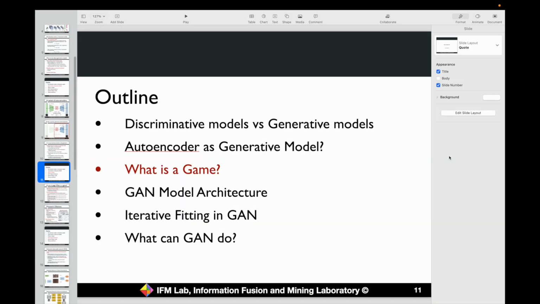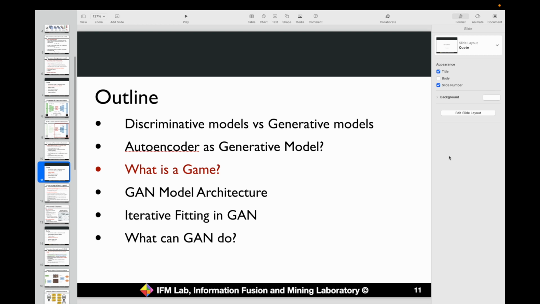Then let's talk about what is a game. Game is a concept we borrow from the game scenery. And why we need to care about the game here? The main reason is because the generative adversarial net, this game model is designed based on a game between two different models, between the generative model versus the discriminative model.